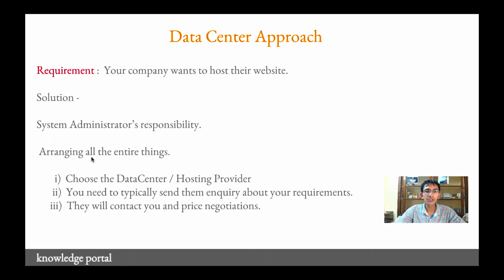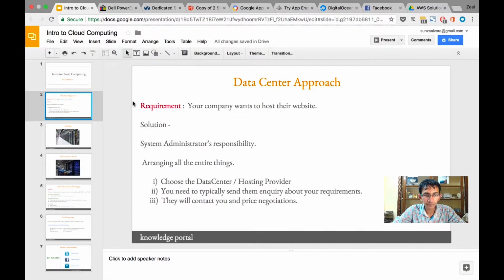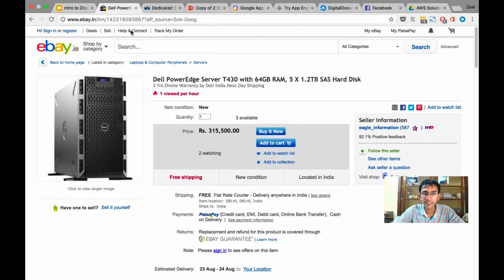Okay. So what the system administrator will do is, he'll either choose a data center. So either he'll choose to buy his own server or he'll choose to rent the server. So there are two options. You can either buy a server or you can rent a server. So let me show you what I mean by this.